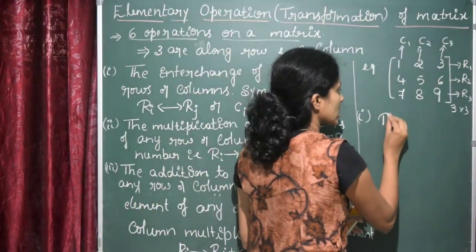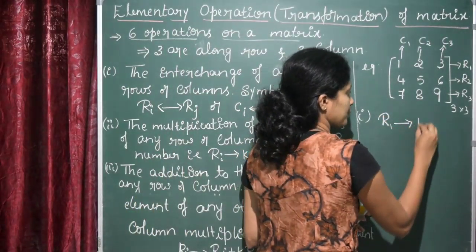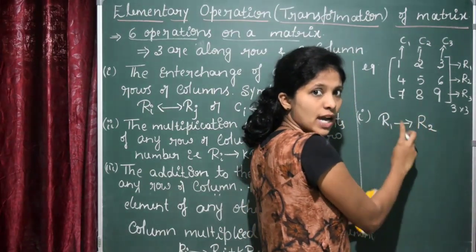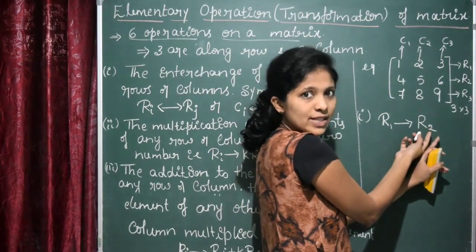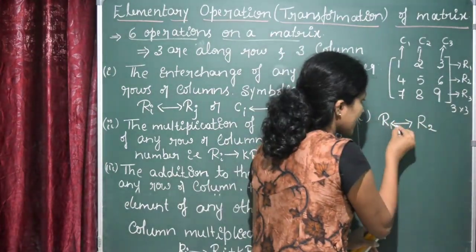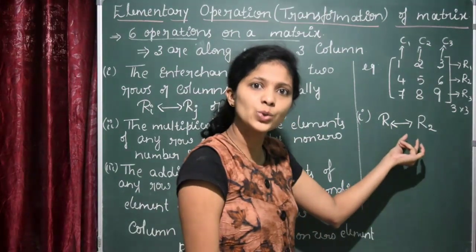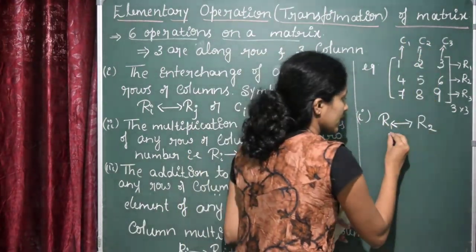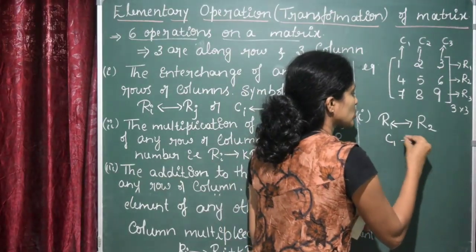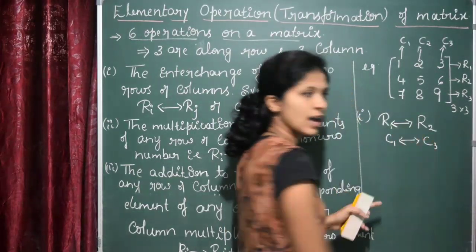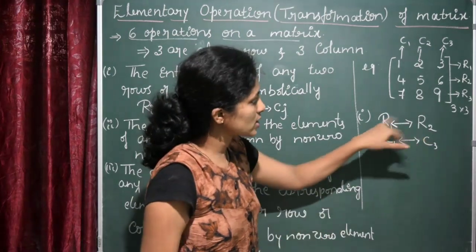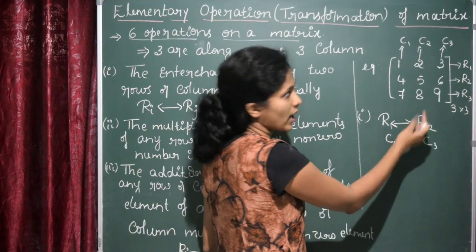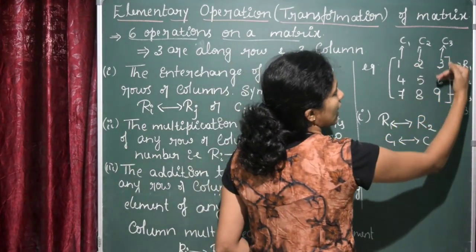That means I can change R1 to R2. If I change R1 to R2, obviously R2 changes to R1. So I can represent it like this, the interchange of any 2 rows, or the interchange of any 2 columns. I can write C1 interchange to C3. I hope you are understanding this one. First one, interchange of any 2 rows. I have written R1 is interchanged to R2. I mean, I am interchanging R1 and R2.